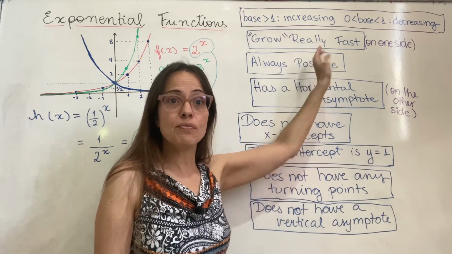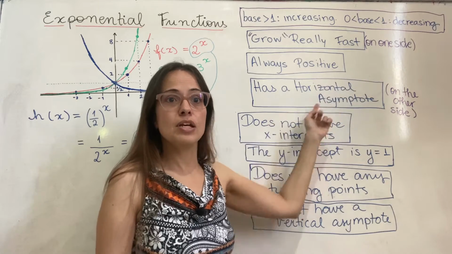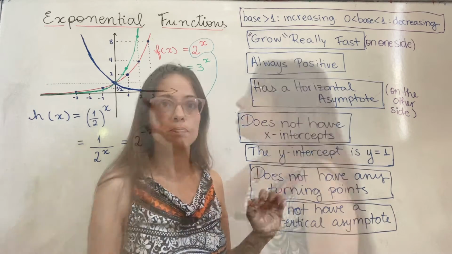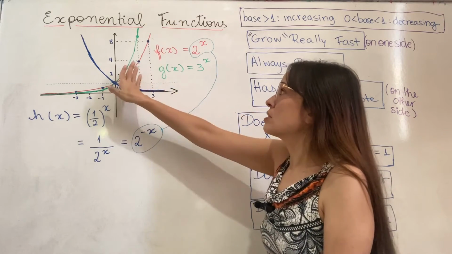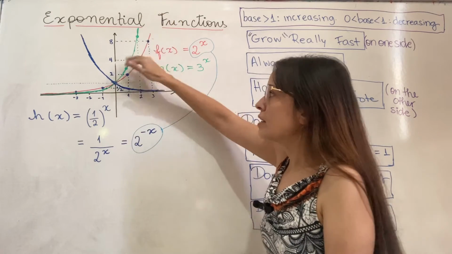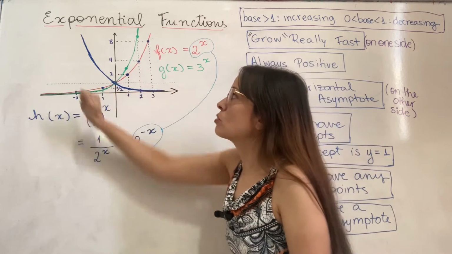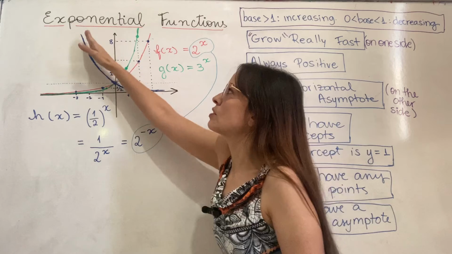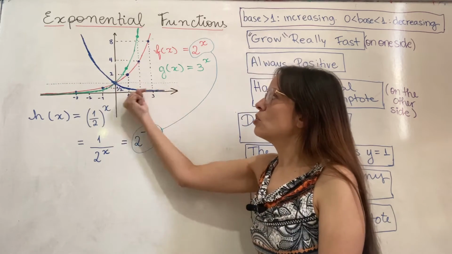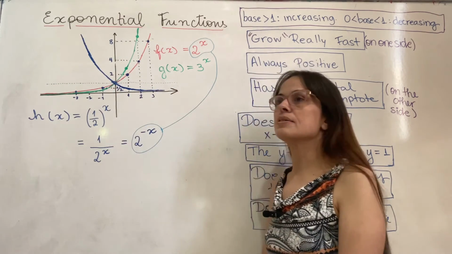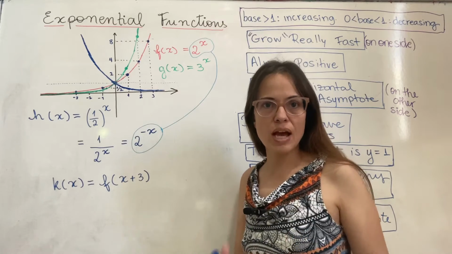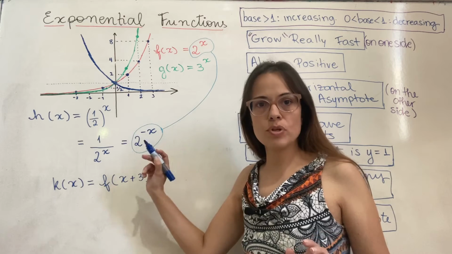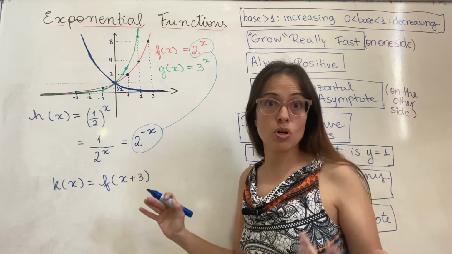You grow really, really fast to one side, and then on the other side, that's where you have the horizontal asymptote. Look, the red and the green functions are growing on the right, but having a horizontal asymptote on the left. And the blue function is doing the opposite. It's growing really fast on the left, but having a horizontal asymptote on the right. So why did I say that you wouldn't have to worry about any of the horizontal transformations? I've already talked about reflection. Let's talk about the other ones.